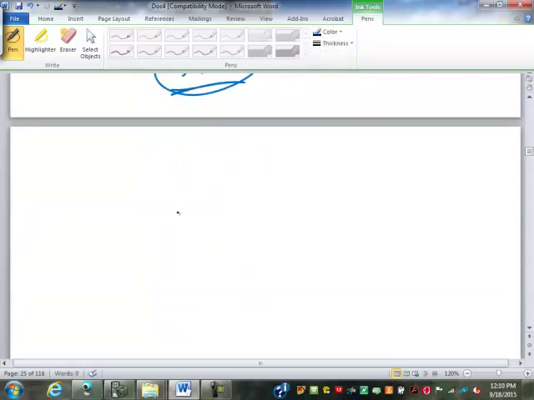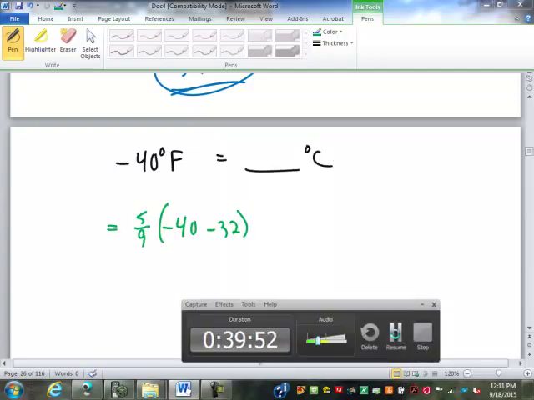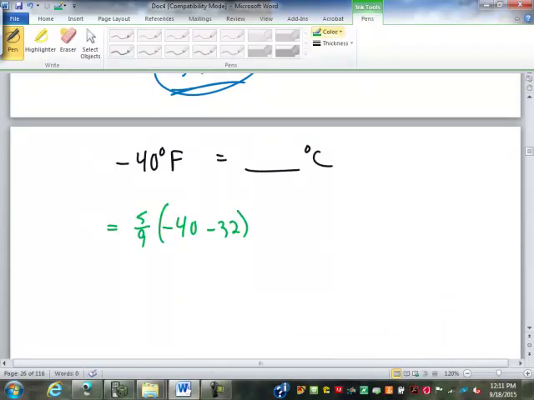I'm going to have you try one. I'm trying to think of winter coming up here. Let's take a negative 40 degree Fahrenheit day. What's that going to be in degrees Celsius? Give that a shot. So put it into our formula, going from Fahrenheit into Celsius.